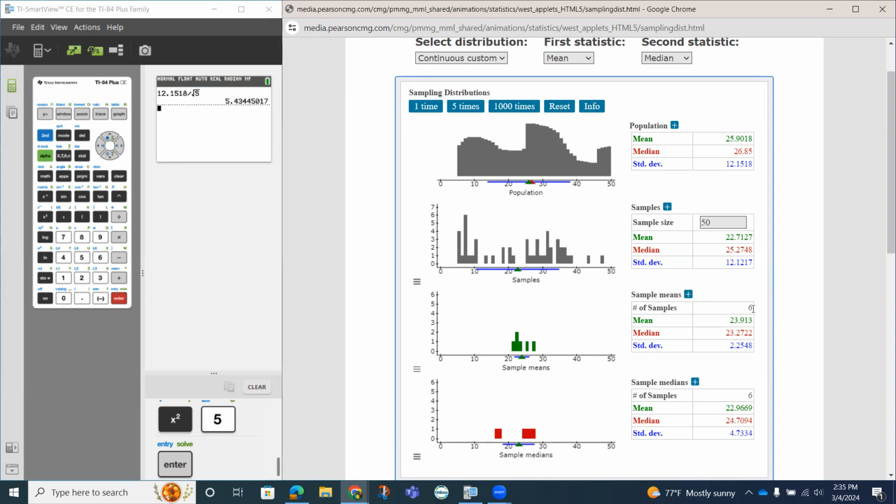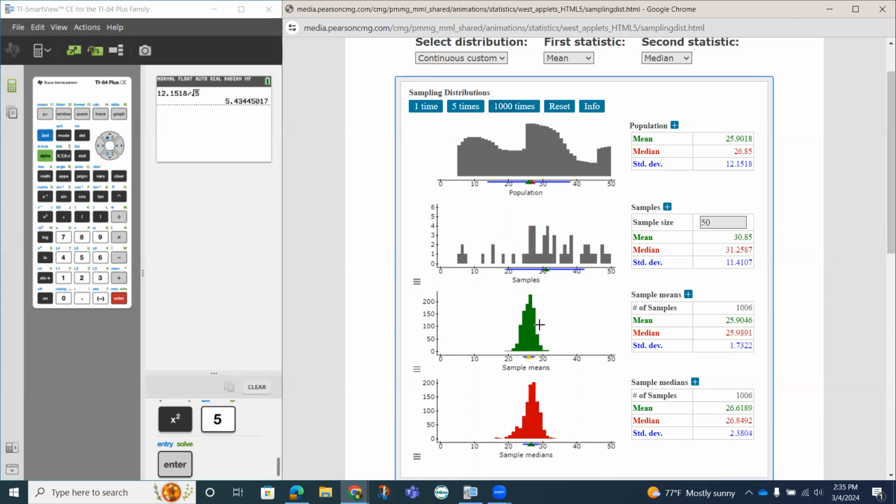But again, to really see what happens here, you really have to do this a lot. If I do this 1,000 times, notice how again it starts to be a bell-shaped curve. Notice how my mean is very similar: we have 25.9018 and we have 25.9046. And notice I didn't have to do as many times either. I just did that 1,000 times and it already has my mean really, really close.